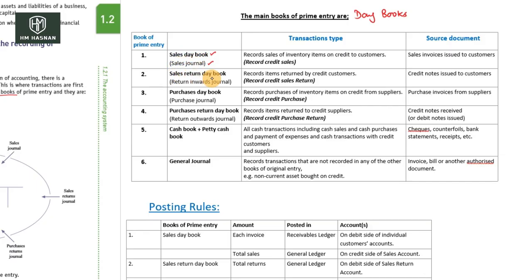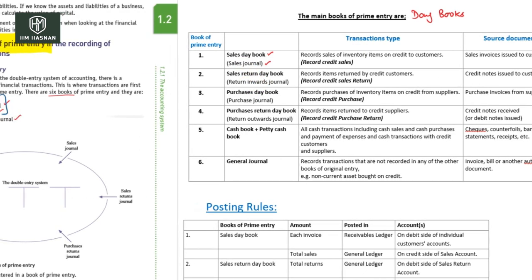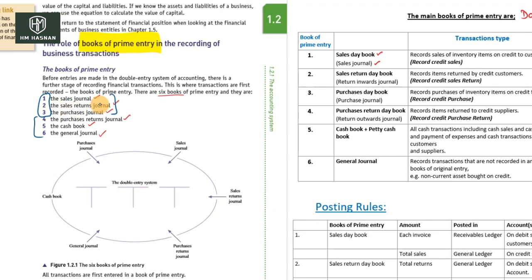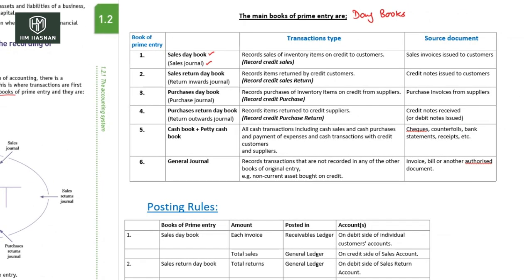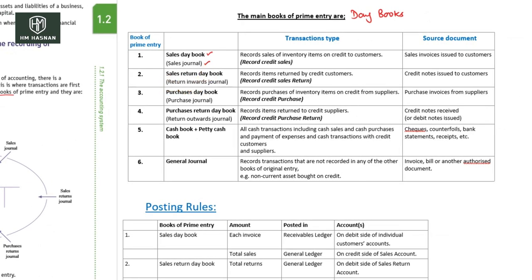Second one is sale return day book. It has two other names: sale return journal and return inward journal. In the sale day book, what type of transaction will we record?